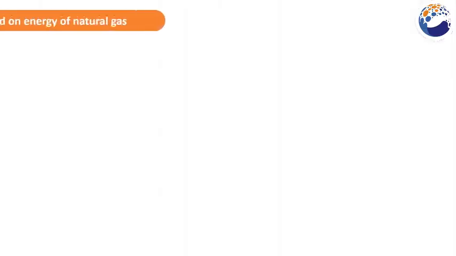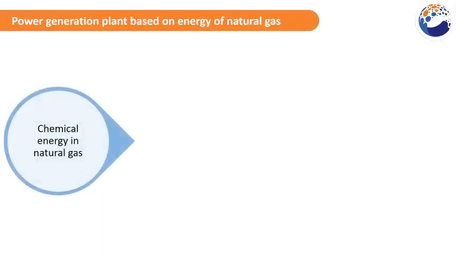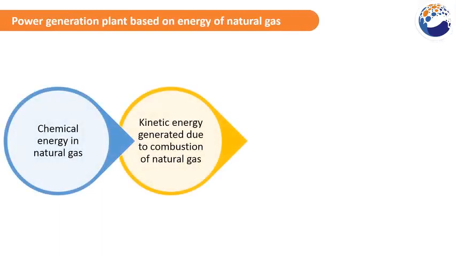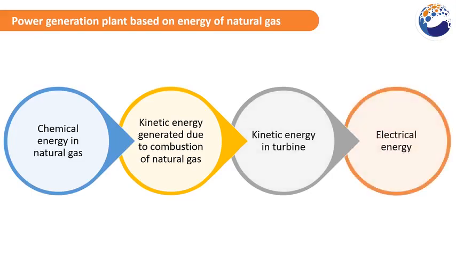Step-by-step transformation of energy in this plant can be given as: chemical energy of natural gas is converted into kinetic energy due to combustion of natural gas. Kinetic energy produced is now converted into kinetic energy of turbine. And finally, the kinetic energy of the turbine is converted into electrical energy.